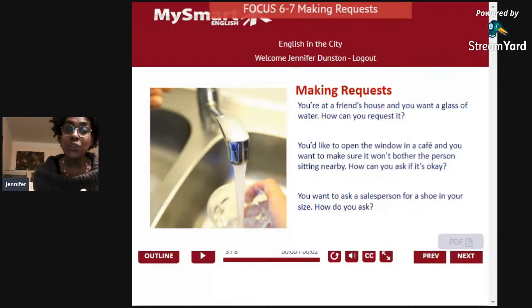We want to consider the language that we're using. How do you ask for a glass of water? Or if you want to open the window in a cafe, or if you're sitting on a train and you want to open the window next to you and there's another passenger, do you just lean over and open the window and let all the wind blow in? Or do you ask them? How do you ask them?